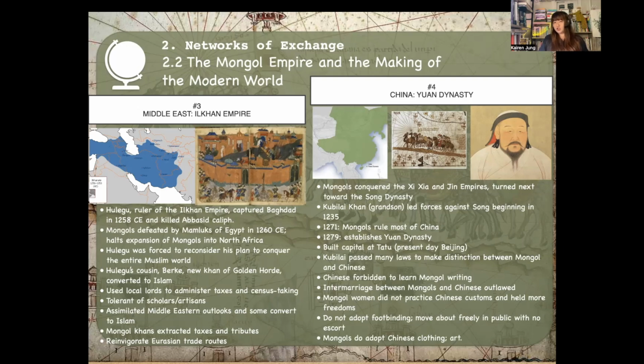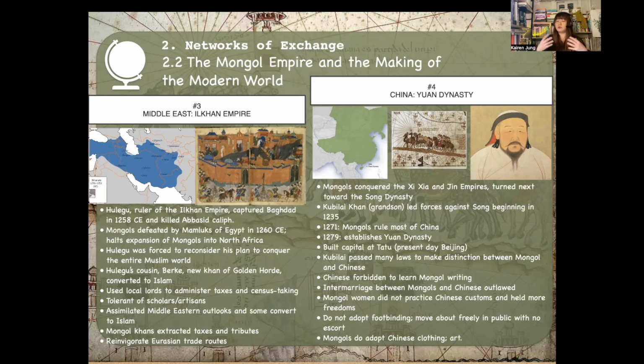Next, let's look at China's Yuan dynasty. The Mongols conquered the Xixia and Jin empires and turned toward the Song dynasty. Kublai Khan, the grandson of Chinggis Khan, led the forces against the Song beginning in 1235. In 1271, the Mongols ruled most of China. In 1279, they established the Yuan dynasty. They built the capital at Tatu, the present-day Beijing, and Kublai Khan passed a lot of laws to make distinctions between the Mongol and the Chinese.